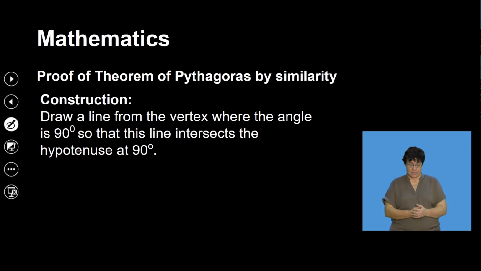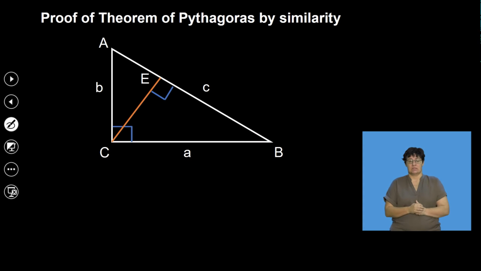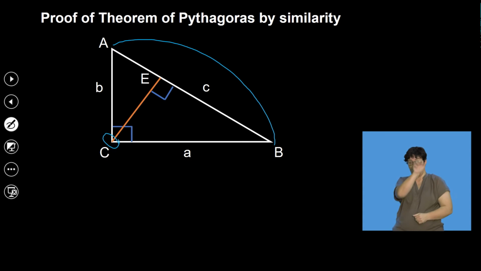Now, to prove this, the first thing that you need to do, because this is a formal proof, you start with a construction. And the construction will be to draw a line from the vertex where the 90 degrees is, so that this line intersects with the hypotenuse at 90 as well. So there must be a perpendicular relationship between the line that you are constructing. Now, this will look like this, right? So you draw from vertex C to the line AB such that it is perpendicular to that line, right?